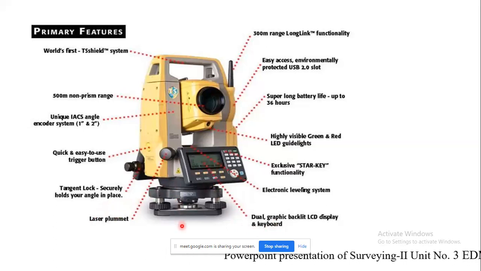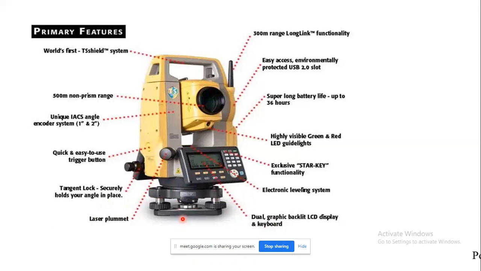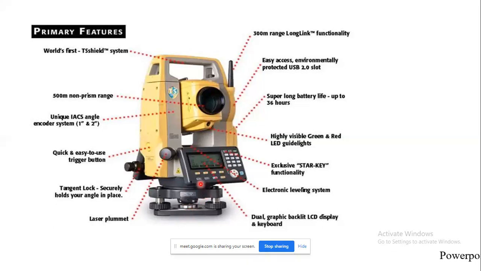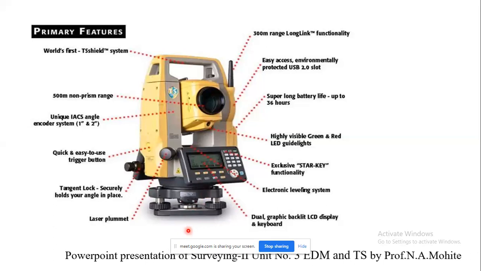Here a laser plummet is there. In order to mark the center, or to do the centering operation, it is not required to release the plumb bob. You can release the plumb bob also, but along with that a point laser is there. Just by pressing the laser option button, a red point will mark toward the ground, so that you can check whether it is exactly centered or not.